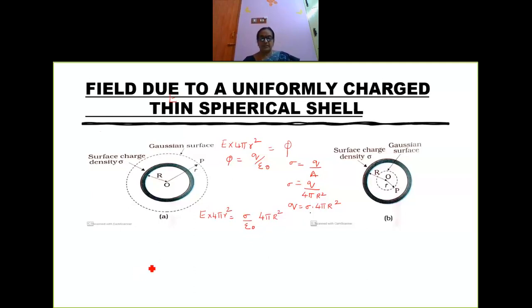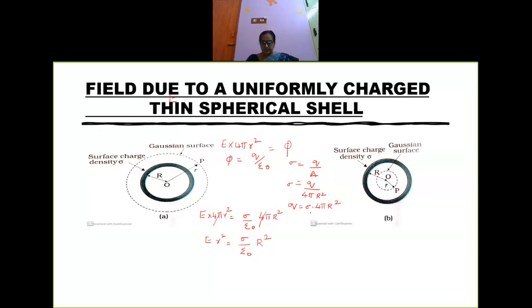Now when I simplify this, left hand side and right hand side, I have 4 pi, so it gets cancelled. So I have E r square equal to sigma by epsilon naught r square. Hope you understand what this equation is. Now I know the value of sigma here. So what is the value of sigma?